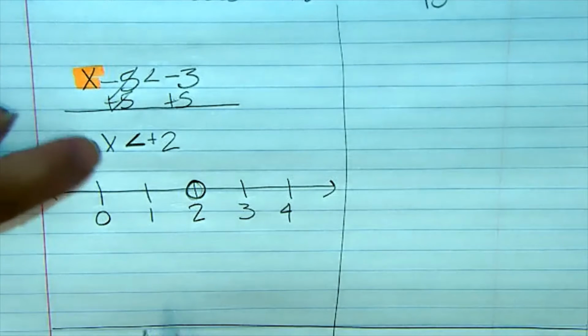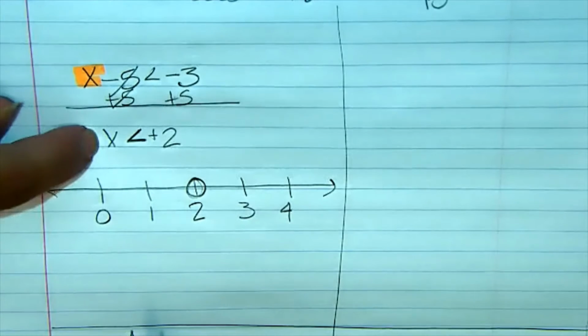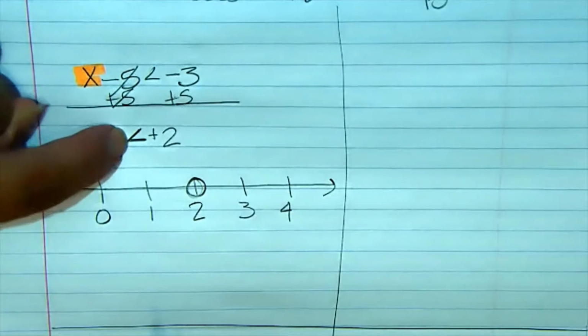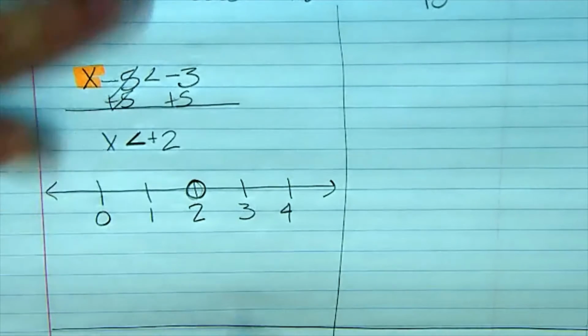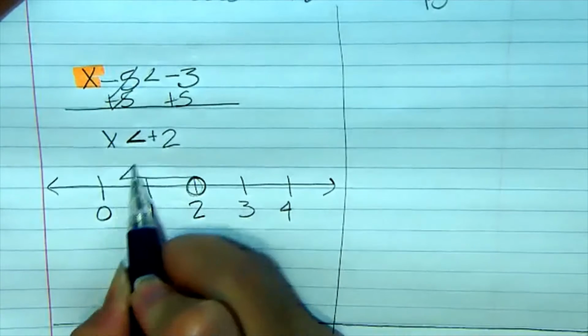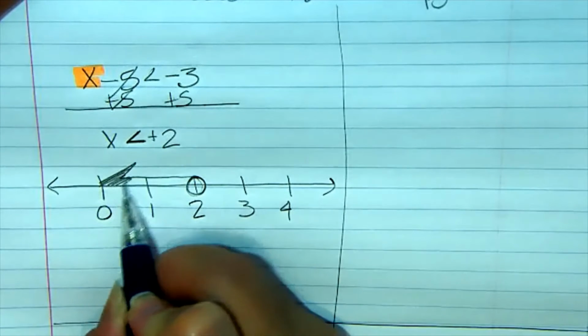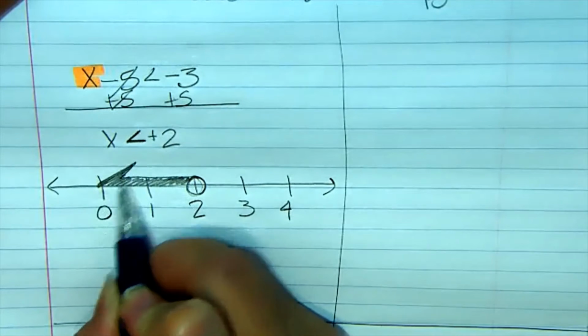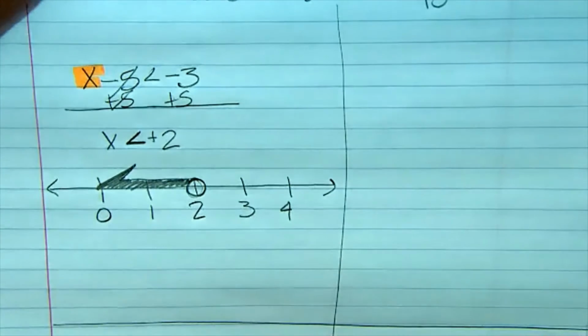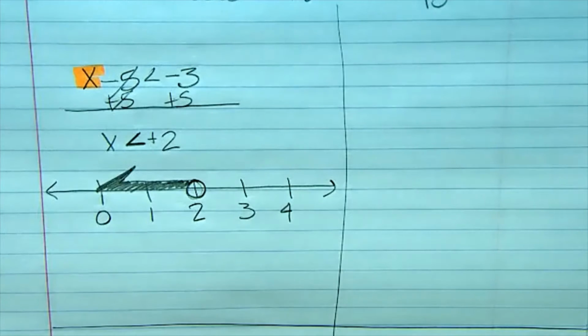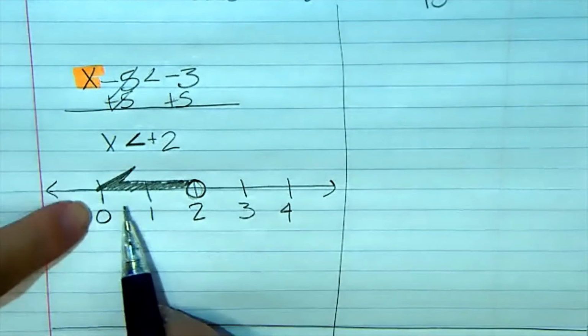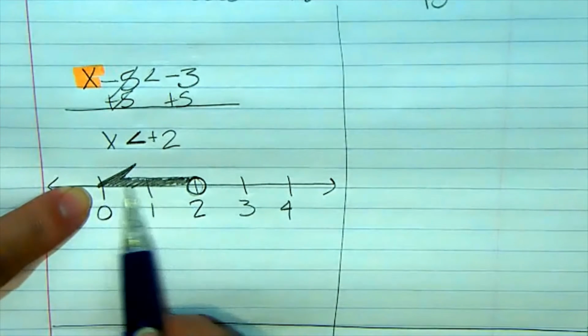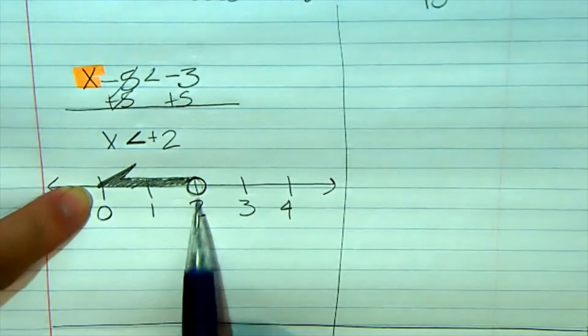Now I start with my variable. x is less than 2. Less than means everything to the left. So x is less than 2. Here, my solution set is everything less than 2.